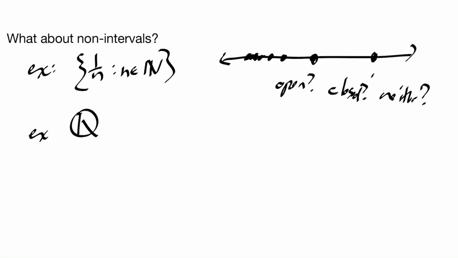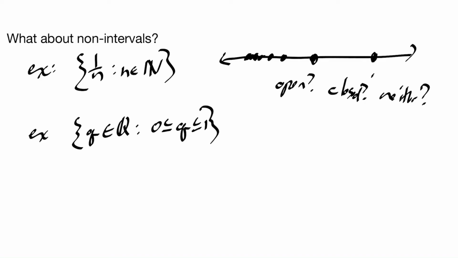What if we do something even stranger? Like, what if we just take the rational numbers? Should the rational numbers be open or closed or neither? Or what if we take, say, every rational number between 0 and 1? So let's do that one instead. Let's do the set of all q in Q such that q is less than or equal to 1 and greater than or equal to 0. Is that going to be open? Is that going to be closed? What is it? I'm not sure.